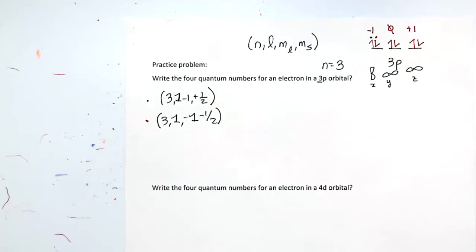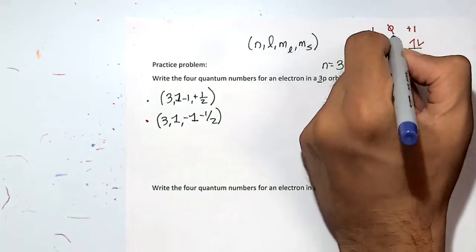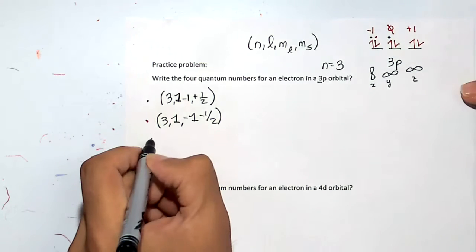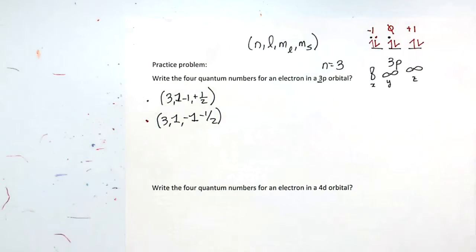All right, let's do the address for the purple one here, the third electron. What's the principal quantum number here? This is purple.